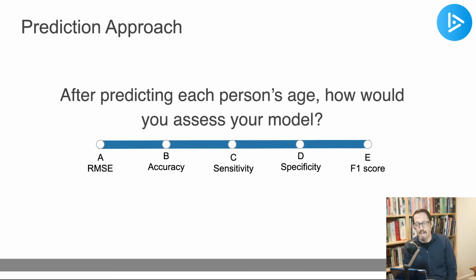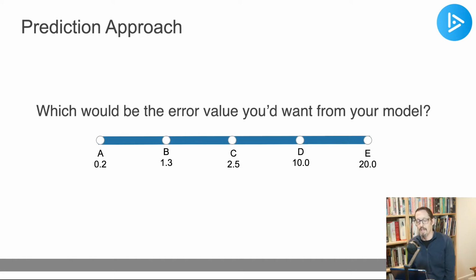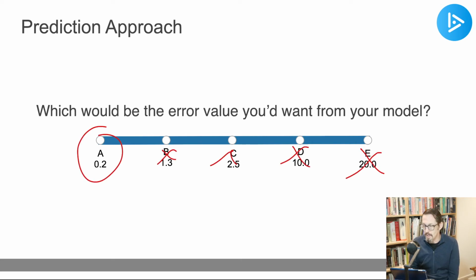Okay, after predicting each person's age, how would you assess the model? All right, a regression. We're right in there. Now, the root mean squared error is the square root of the average sum of squares, right? So when errors get bigger, they're worse. Okay, so we don't want these things. This is what we would like.